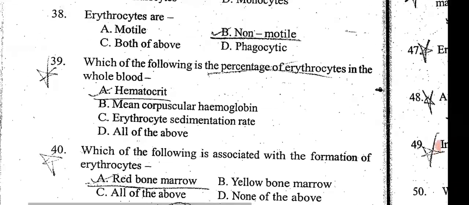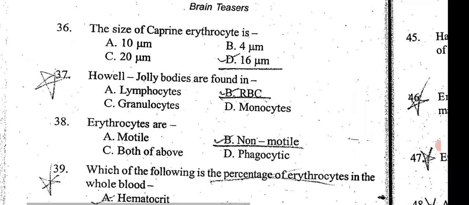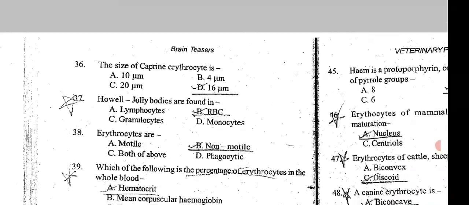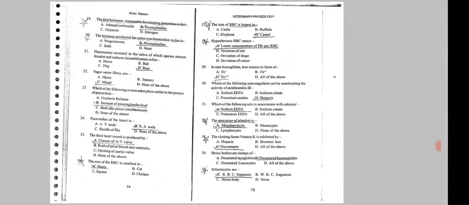Hematocrit is the percentage of erythrocytes in whole blood. Red blood cells are non-motile. The nuclear remnant is the Howell-Jolly body. The size of caprine erythrocyte is 4 micrometer.